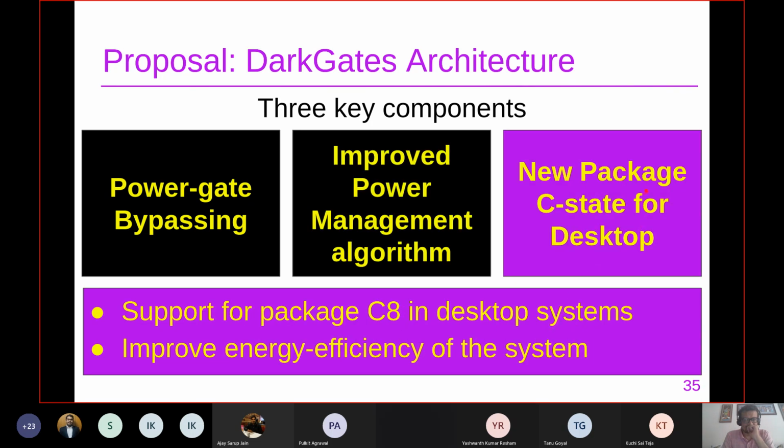Now getting into the third component, that is the new package C state for a desktop. The desktop systems generally support only till package C7 state, whereas the mobile systems support till package C10 state. So when they are bypassing power gating, they observe that in package C7 state, the power consumption is exceeding beyond the TDP limit. So they propose to support package C8 state in desktop systems so that the power consumption is within the TDP limit. Now this improves the energy efficiency of the system.